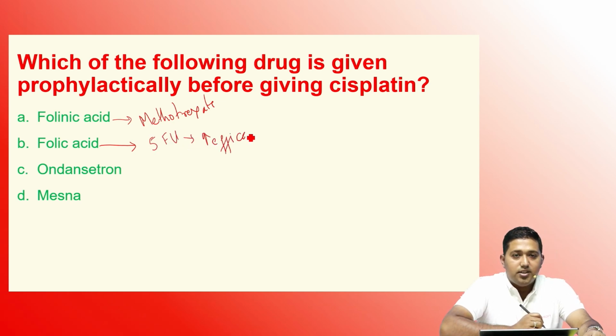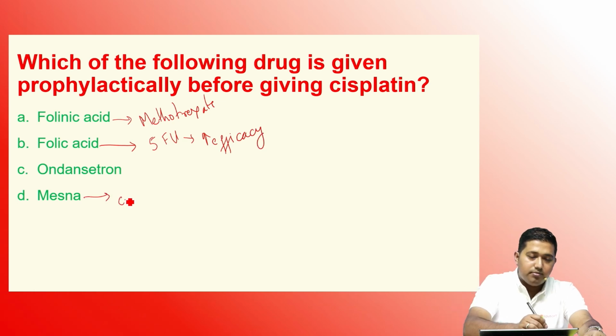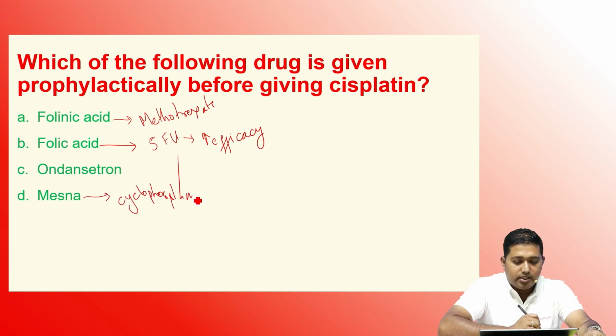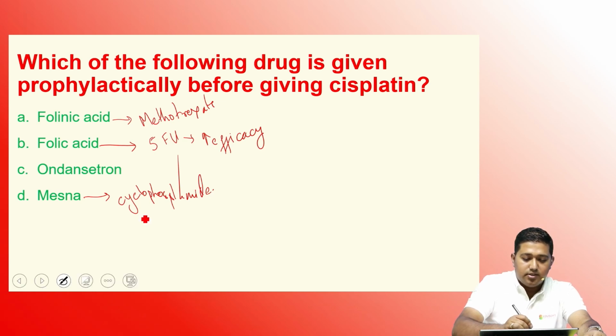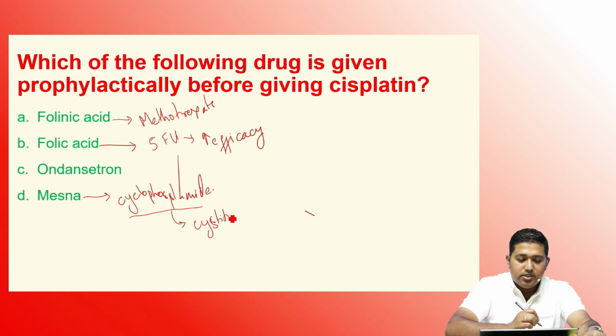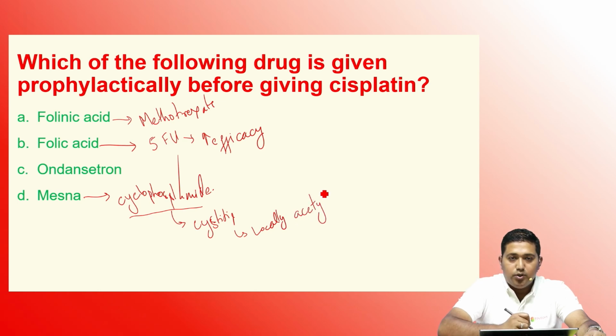Okay. Then let's talk about Mesna first. Mesna is commonly given with drugs like cyclophosphamide. This cyclophosphamide group of drugs is known to cause cystitis. So to decrease the side effects of the cyclophosphamide group of drugs, you combine with Mesna, which is given systemically. Another option to decrease this cystitis is to give a drug locally called acetylcysteine. So you irrigate the bladder with acetylcysteine, which is going to decrease the cystitis caused by cyclophosphamide.